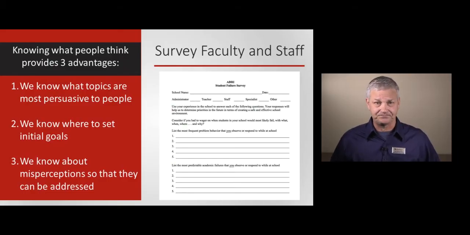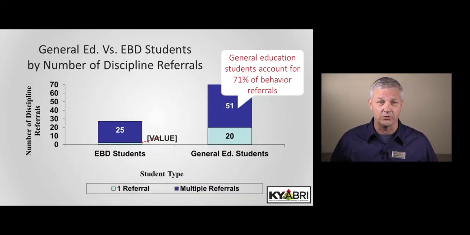Here's an example. This is an elementary school that handed out this survey and said, what do you think the problems are? Well, what their faculty came back with was this. We think our problems are caused by kids with behavior disorders. If we could somehow corral or get rid of those kids, we would have no problems. They knew that wasn't correct, and so they took that and they got the data. So this graph here shows what really was going on in that school.